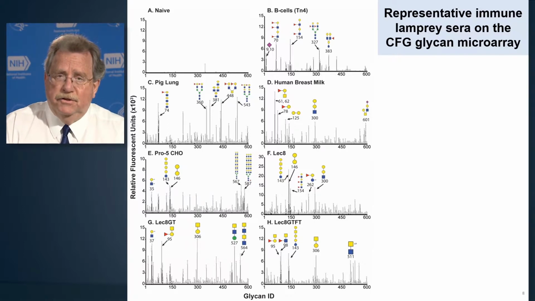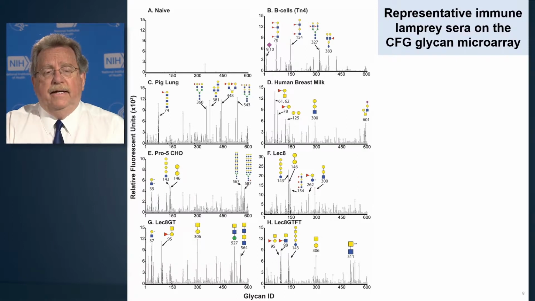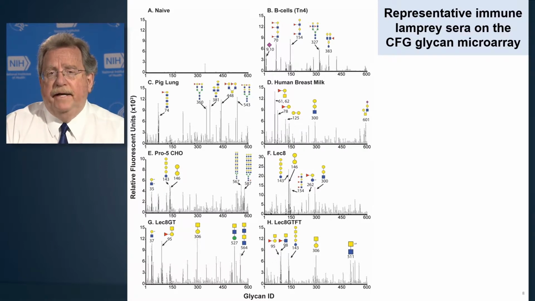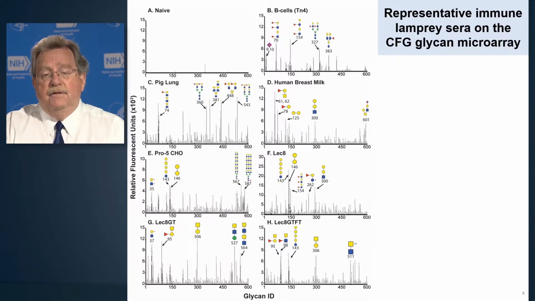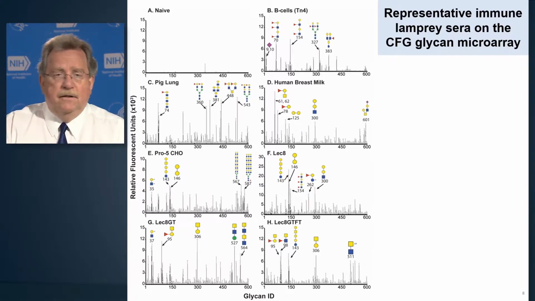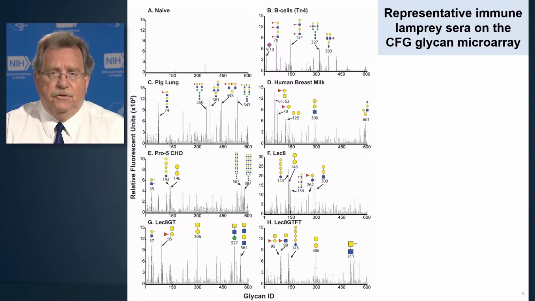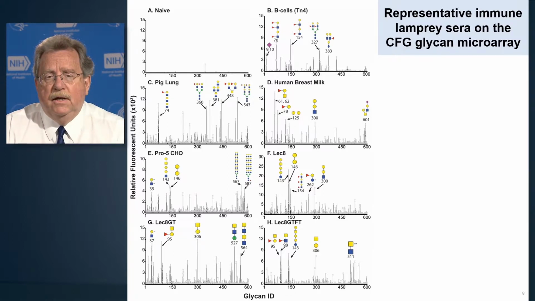LEC8, a mutant of Chinese hamster ovary cells. LEC8GT, another mutant that we created of Chinese hamster ovary cells that makes different sugars. And then LEC8GTFT, another mutant still that we made that expresses even different sugars on its surface. Shown are 8 different microarray data sets where increased peak height represents binding between the protein and different sugars. Sugars are represented by different colored shapes.